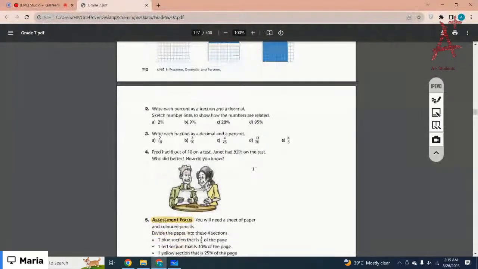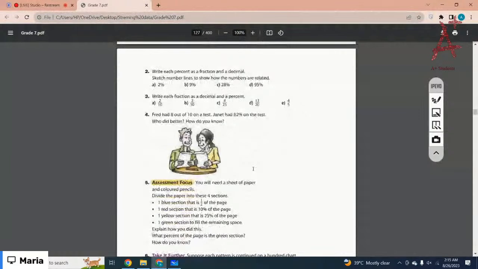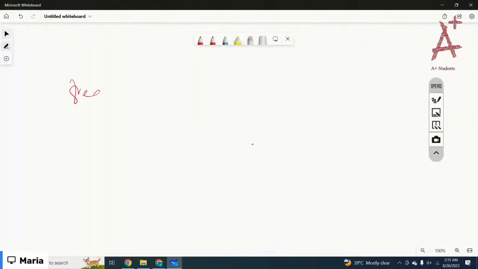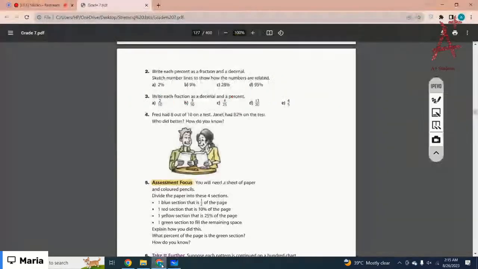Okay, the next one is question number 4. Fred had 8 out of 10 on a test. Janet had 82% on the test. Who did better? How do you know? Okay, Fred had 8 out of 10. That means it is 8 divided by 10. Just convert it into the percentage form, right? So it would be 8 divided by 10 times 100, which is 80%, right? That means Fred scored 80%.